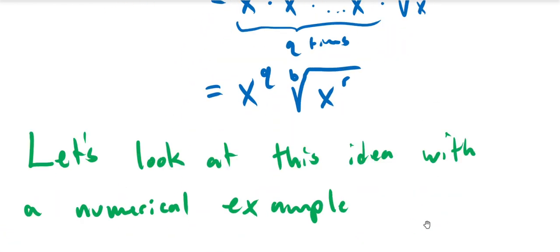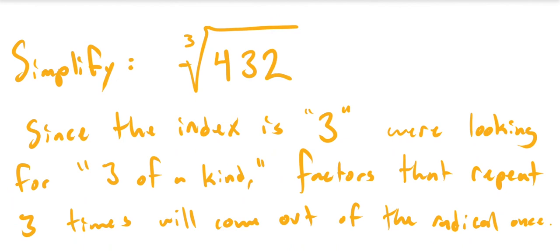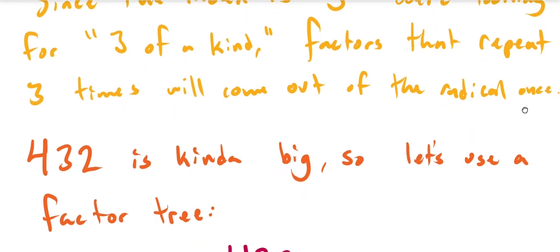Now, let's tease some more out of this idea with a numerical example. We haven't really looked at roots and radicals of big numbers. How do we simplify the cube root of this fairly large number? Well, the main idea is we want to look at factors of 432. And since this index is a 3 here, we're looking for 3 of a kind. We're looking for a factor repeated 3 times that will pop out of that radical as a single factor. Let's see what I mean by that.